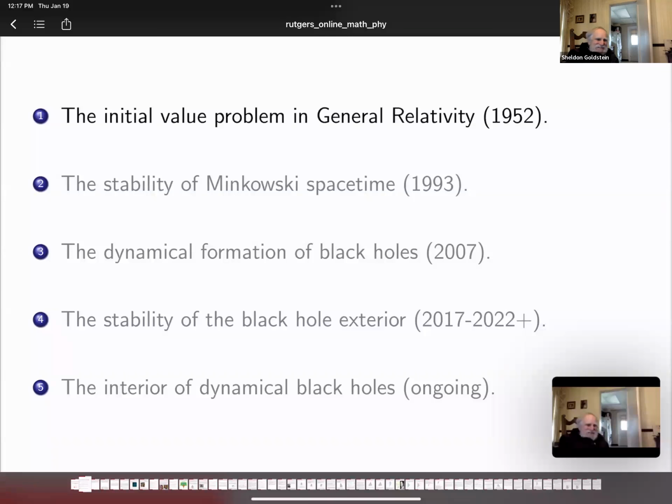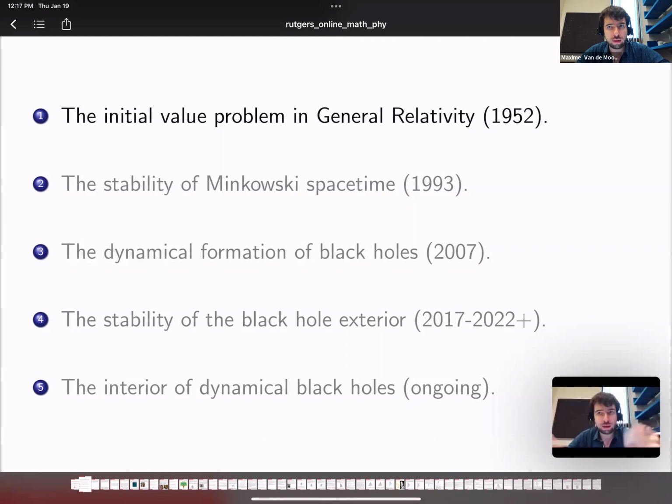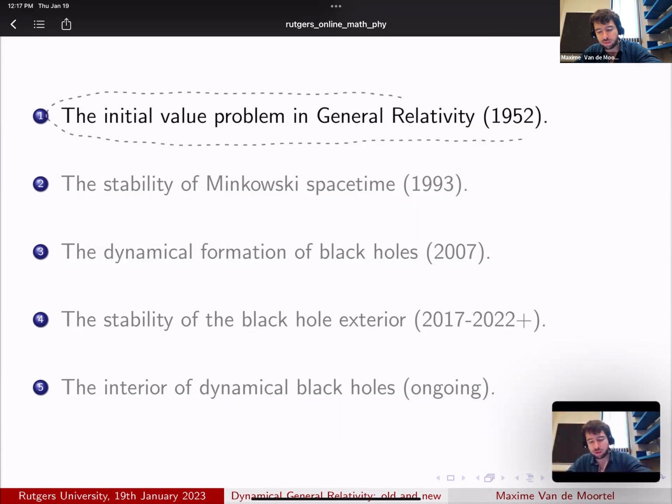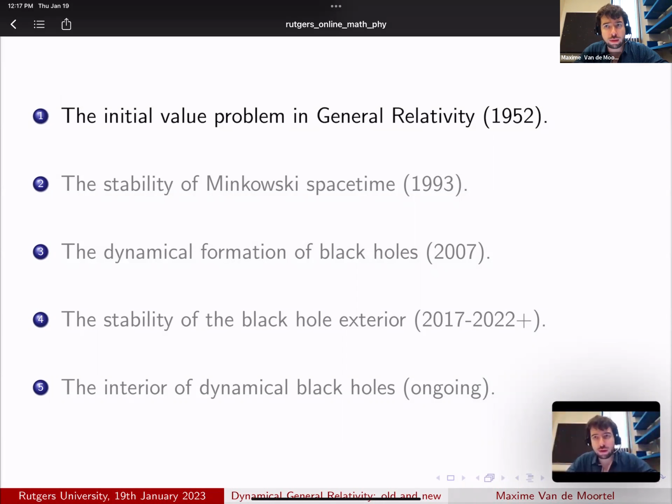So I will start by telling you about the geometric aspect of this theory and how you can make sense of the initial value problem in a way that doesn't require arbitrary choice. That's going to be the theory of the initial value problem in general relativity. As you can see, this is a theory that's already 70 years old, a very fundamental theory, but that came much later than general relativity itself.